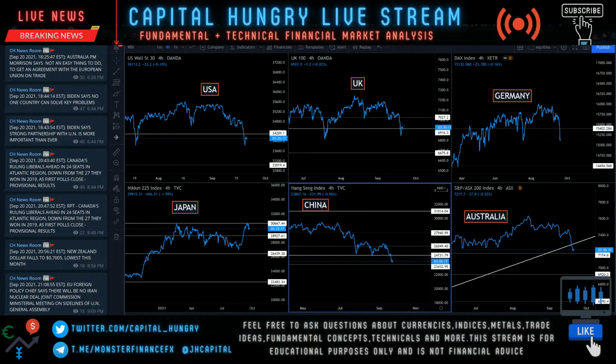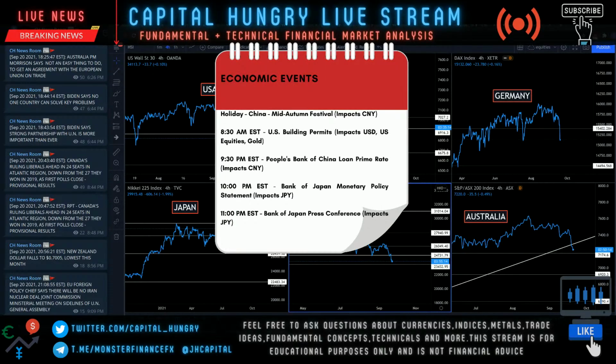In terms of the economic events tomorrow, keep in mind that it's a holiday for China. At 8:30 a.m. Eastern, we have the US building permits data, and that's pretty much it in terms of economic data coming overnight as well as in the morning for New York session. During Asian session tomorrow, we have the People's Bank of China loan prime rate, followed by the Bank of Japan monetary policy statement. This is a heavy central bank statement week, as besides Bank of Japan, we also have FOMC and the Fed on Wednesday. We have the Bank of England later in the week as well, and then Jerome Powell speaking again to close the week off on Friday.